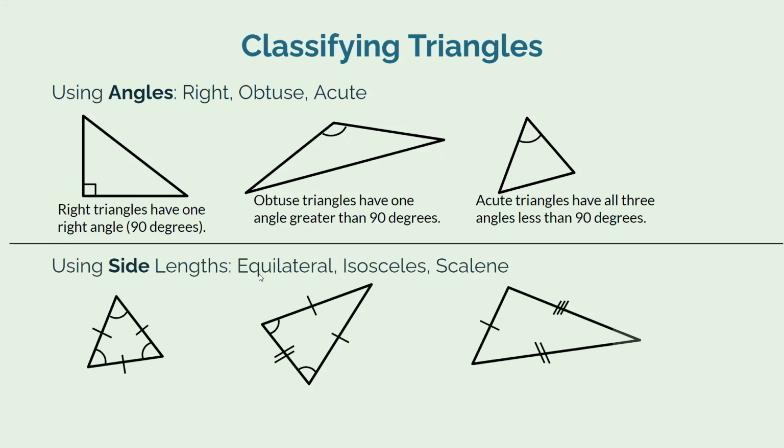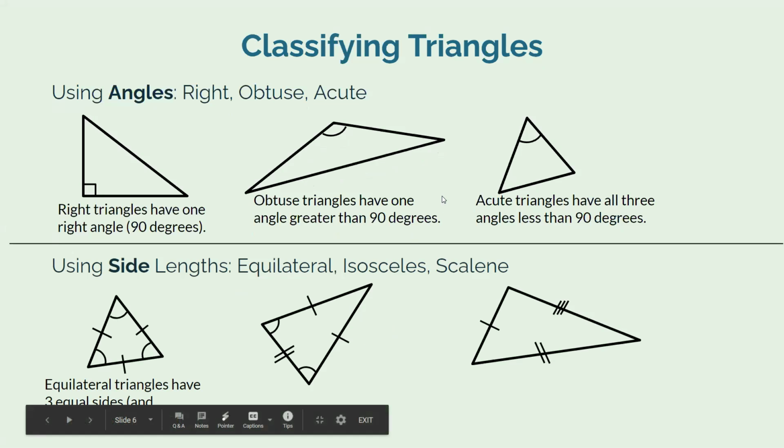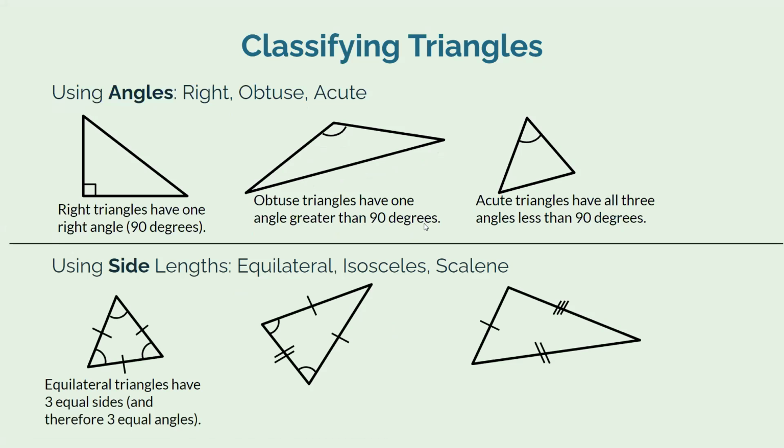All right, so now we're going to classify these triangles further. We use side lengths to further classify these triangles, and there are 3 different types we can classify using the side lengths: equilateral, isosceles, and scalene. An equilateral triangle has 3 equal sides, and all the angles in an equilateral triangle are the same. So that would be 60 degrees.